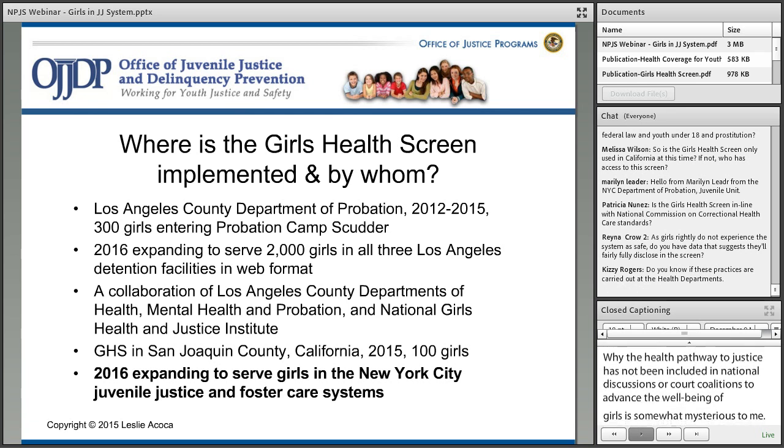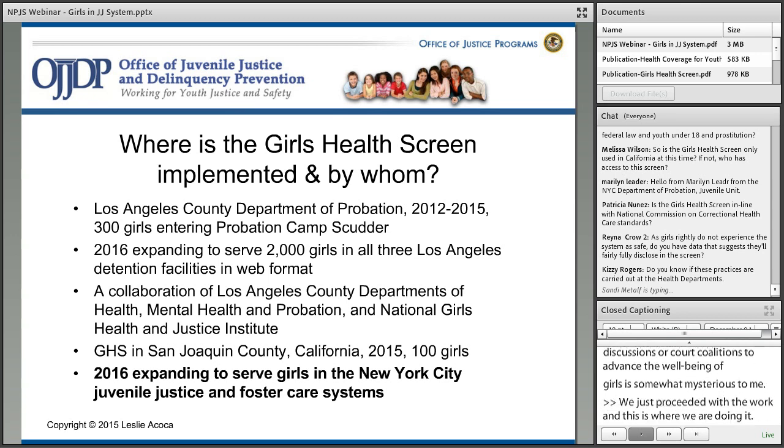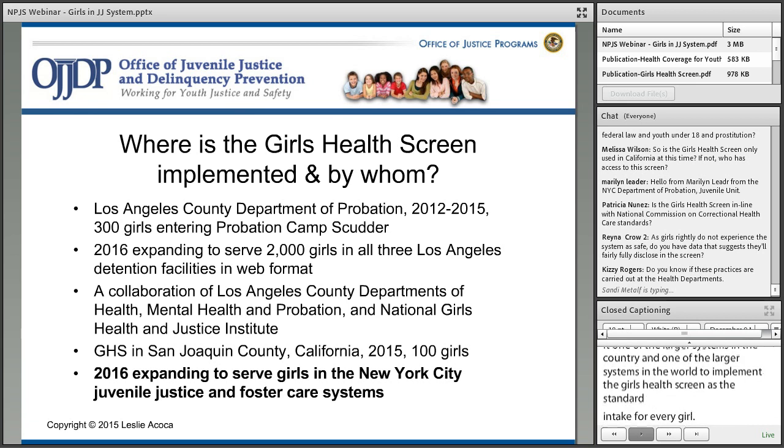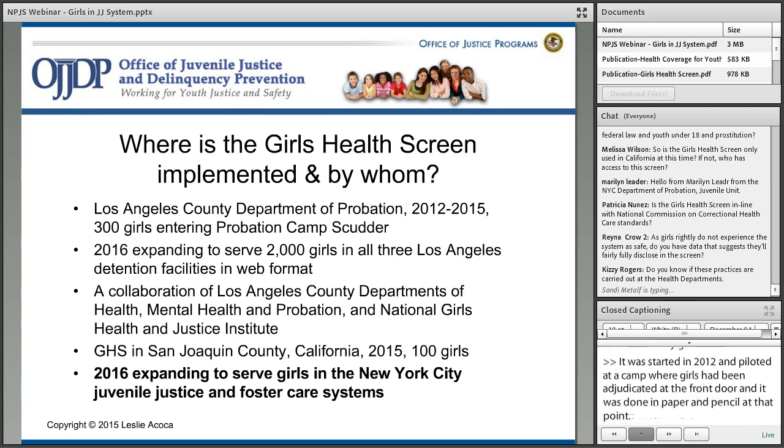I can't say enough about the Los Angeles County Departments of Probation, Health, Mental Health, and Health Services. They have coalesced in one of the largest systems in the country and one of the largest systems in the world, really, to implement the Girls' Health Screen as the standard intake for every girl. It was started in 2012 and piloted in a camp where girls had already been adjudicated at the front door, and it was done in paper pencil at that point. In 2016, it will expand to serve all 2,000 girls in all three Los Angeles detention facilities in web format.